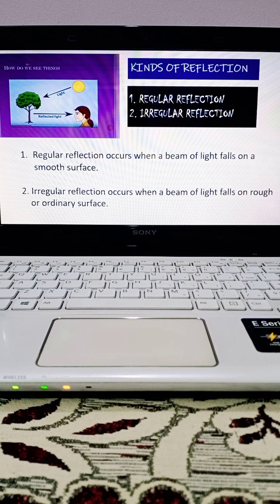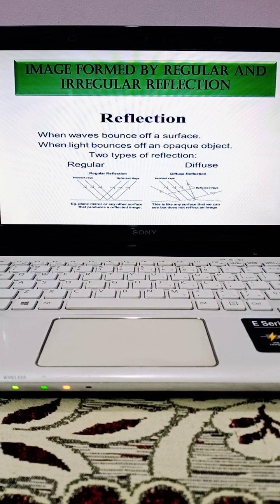Here we have a diagram showing how the images or reflection occur for regular and irregular surfaces. The first diagram shows regular reflection, where a parallel beam of light strikes the surface and returns back as the same parallel beam in one direction. But here the surface is irregular, so when a parallel beam of light strikes the surface, it reflects back in the same medium as unparalleled rays. Because of this, a diffused image is formed.